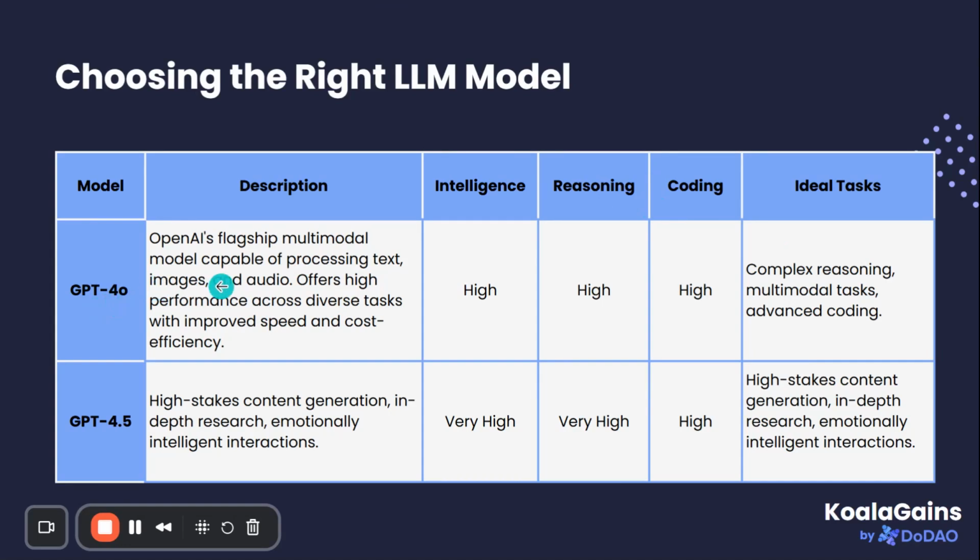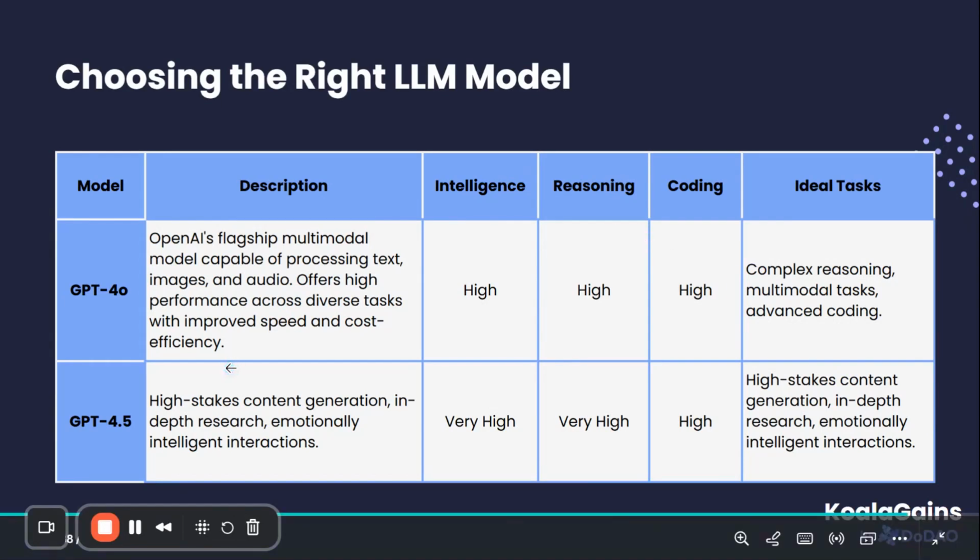Let's start with the first and latest model, that is 4o. This is OpenAI's newest model, and it is multimodal. That means it can handle text, images, and even audio. It has high intelligence, high reasoning, and is best at coding. If you want to study a chart image, you can ask ChatGPT 4o to summarize what this graph shows. It is great for complex reasoning and advanced coding.